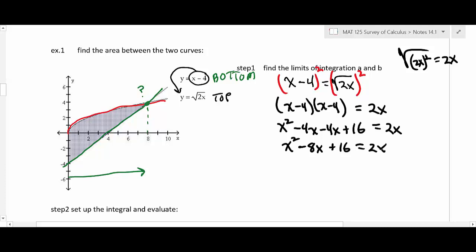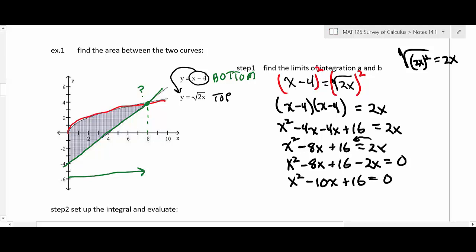What would you do next to finish this up? Divide by 2? Not yet. Anytime you have an x to a power, one side has to be 0, then you have to factor. You could divide by 2, it just wouldn't do you any good. Because you have a power, you have a quadratic equation, which tells you that you have to approach it this way. You need to get one side equal to 0. So just move the 2x to the other side. Collect like terms, and you're going to have x squared minus 10x plus 16 equals 0. Now what do we do? Factor.